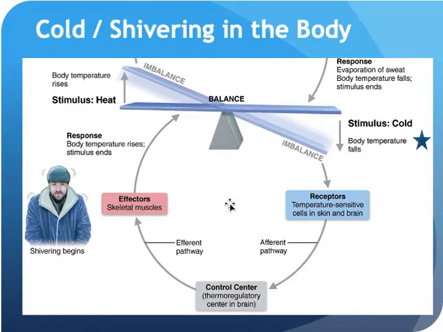Now we can look at cold, so we can look at the opposite. In this example, the stimulus is my body is getting too cold. But I still have receptors in my skin that are monitoring my temperature. They're sending that info to the brain, telling me I'm getting too cold. My brain is going to decide what to do, and what it's going to decide is to make my muscles contract a little bit, or make me shiver. So my muscles are the effector. The shivering increases my body temperature and brings me back to normal. I'm back in balance, and then my shivering stops.